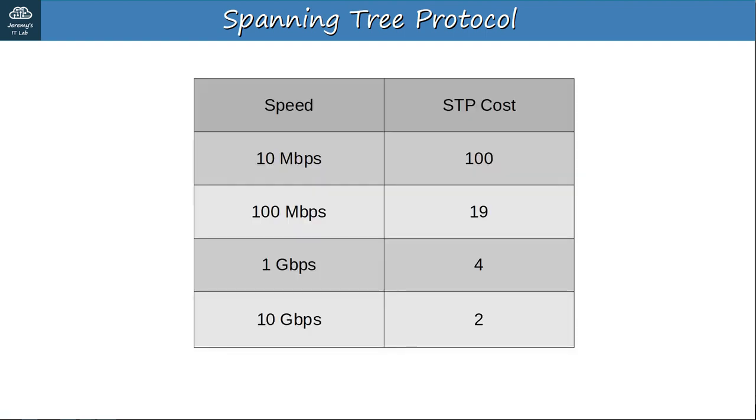Each interface has an associated spanning tree cost. A regular Ethernet interface with a speed of 10 megabits per second has a cost of 100. Fast Ethernet, 100 megabits per second, has a cost of 19. Gigabit Ethernet has a cost of 4, and 10 gigabit Ethernet has a cost of 2. Make sure you remember these path costs for the exam. Of course, there will be flashcards in the deck for this video, so use those to help you remember.